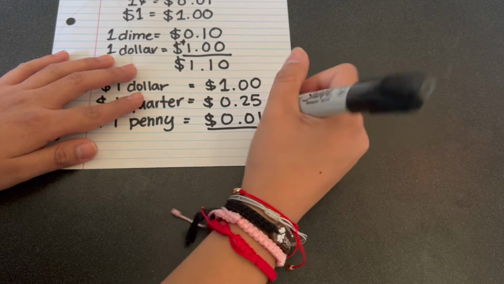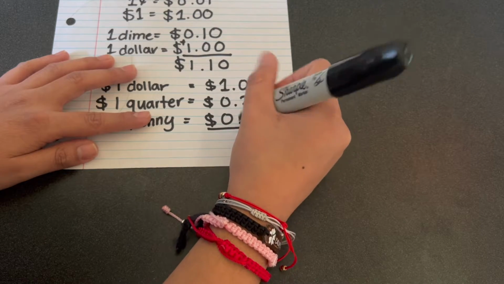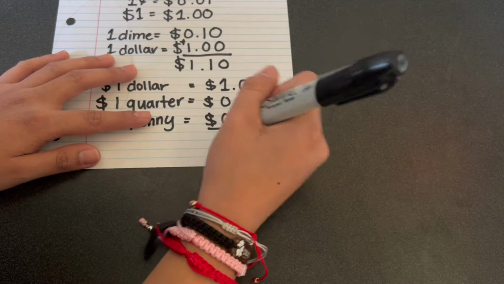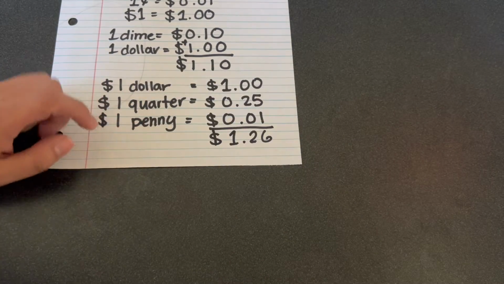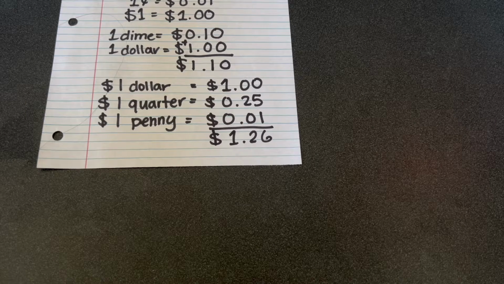0 plus 5 plus 1 is 6. 0 plus 2 plus 0 is 2. Add the decimal point. 1 plus 0 plus 0 is 1. And we add our dollar sign. That means our water bottle costs $1.26.